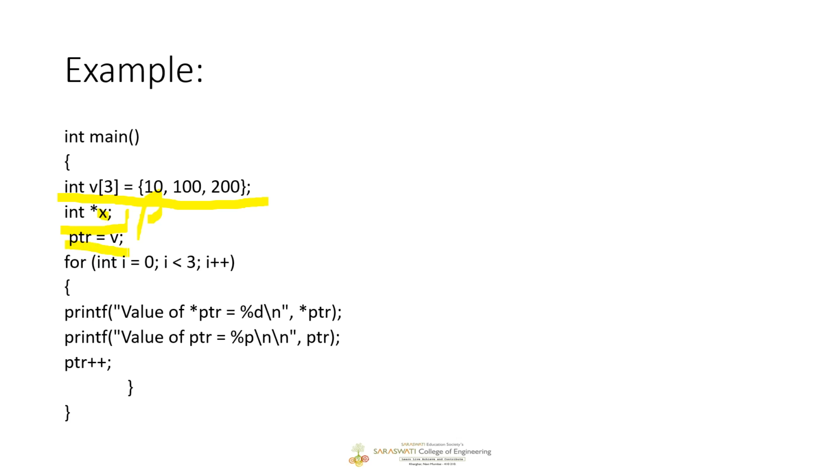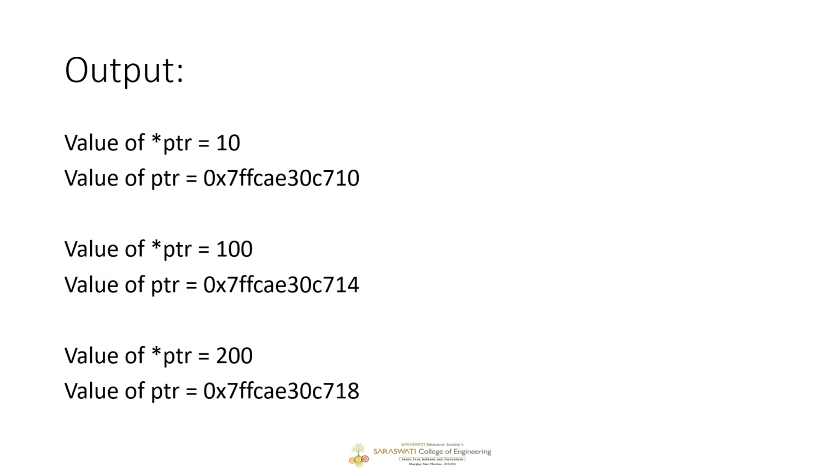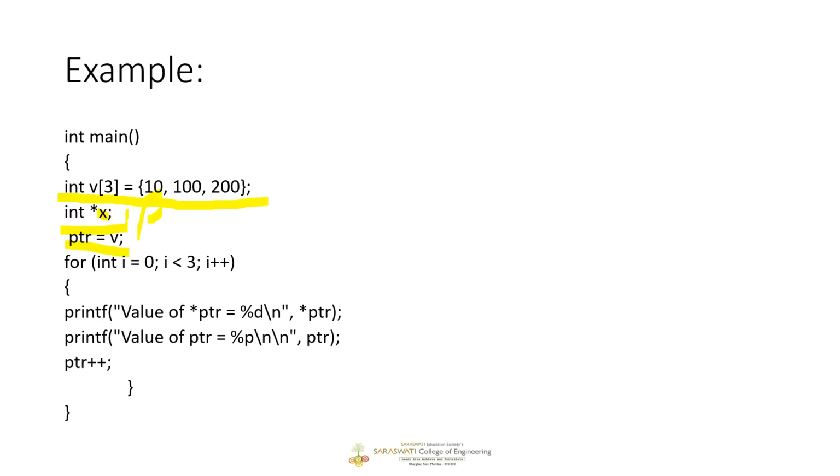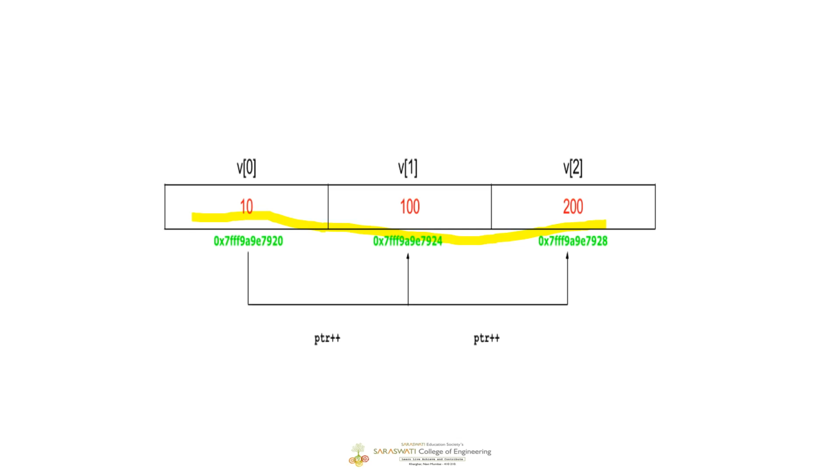In this array, I have three elements, 10, 100 and 200. The index of the first element of an array is always 0. That means the index of the first element, which is 10, is 0, the index of the second element, which is 100, is 1, and the index of the third element, which is 200, is 2. So when we do ptr is equal to v, to this pointer type variable ptr we are passing the address of the first element. That means ptr will store the address of 10, which is the first element. The address over here is 0x7fff and so on.